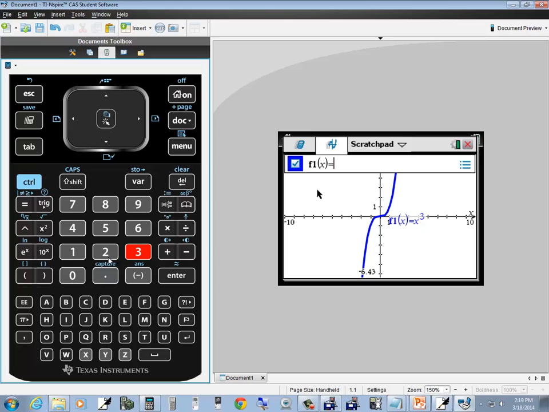Okay, let's say I'm going to do x to the third minus x squared minus 1. So I do x key, caret 3. Now we're currently in exponent mode, so I want to make sure I do a right arrow key to get out of exponent mode. Minus x squared and minus, let's say, 1. And then press enter.